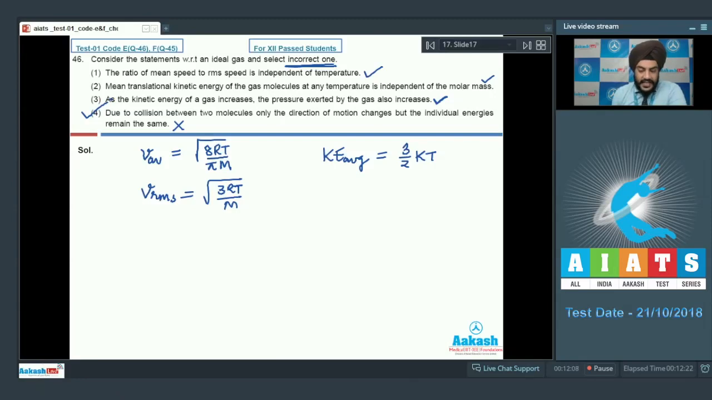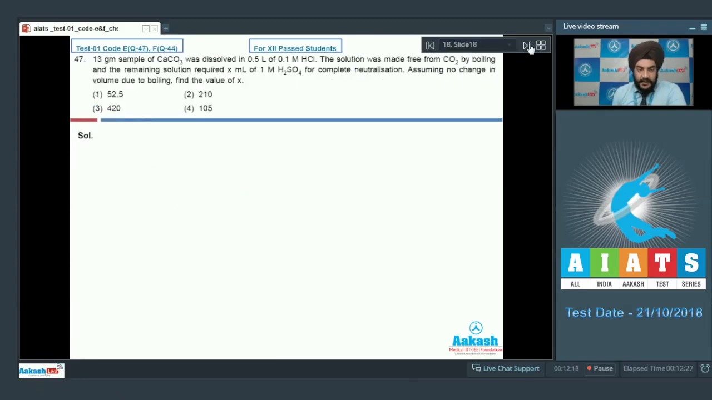Let us look at the next question. Question number 47. A 13 gram sample of CaCO3 was dissolved in half liter of 0.1 molar HCl. The solution was made free from CO2 by boiling, and the remaining solution required X ml of 1 molar H2SO4 for complete neutralization. Assuming no change in volume due to boiling, find the value of X.